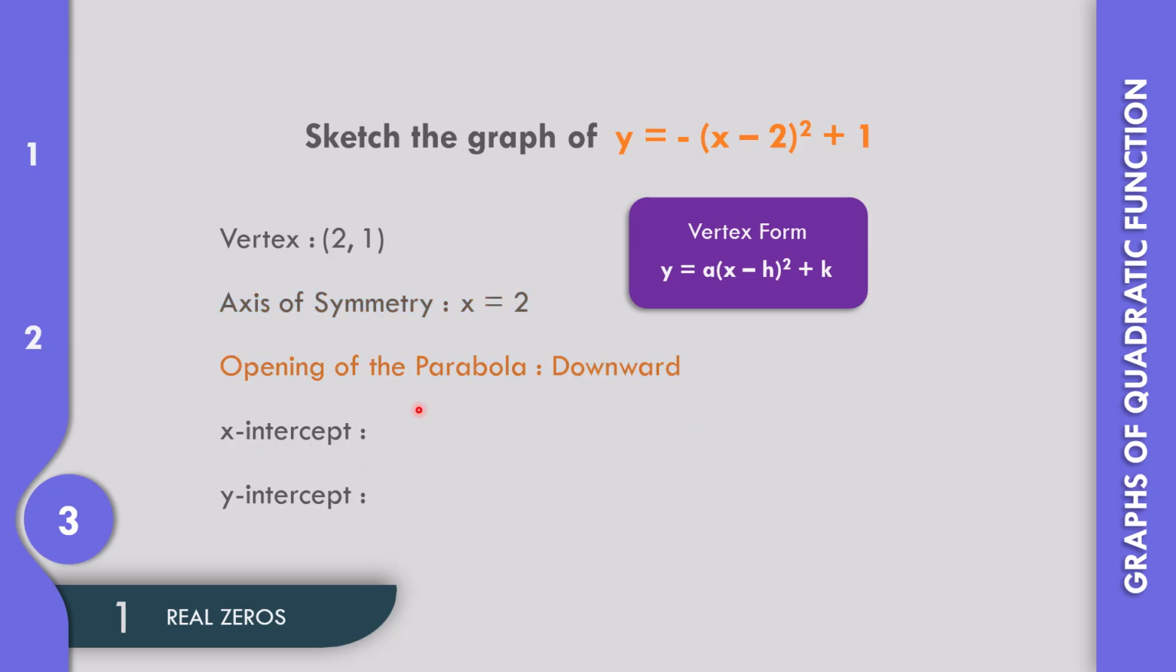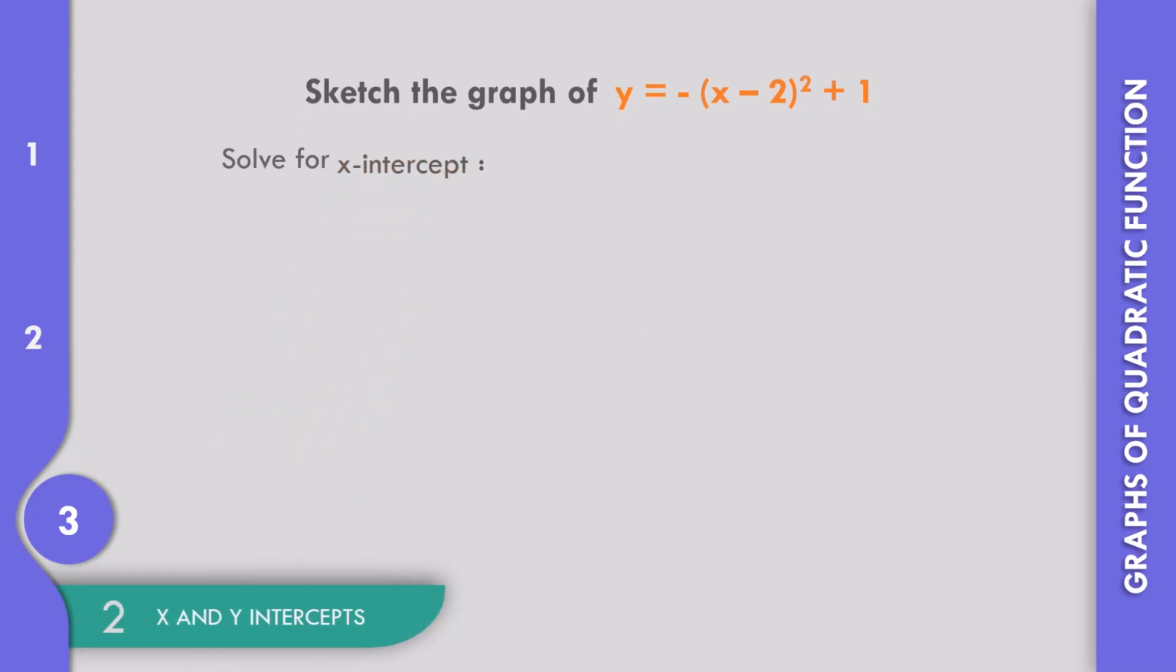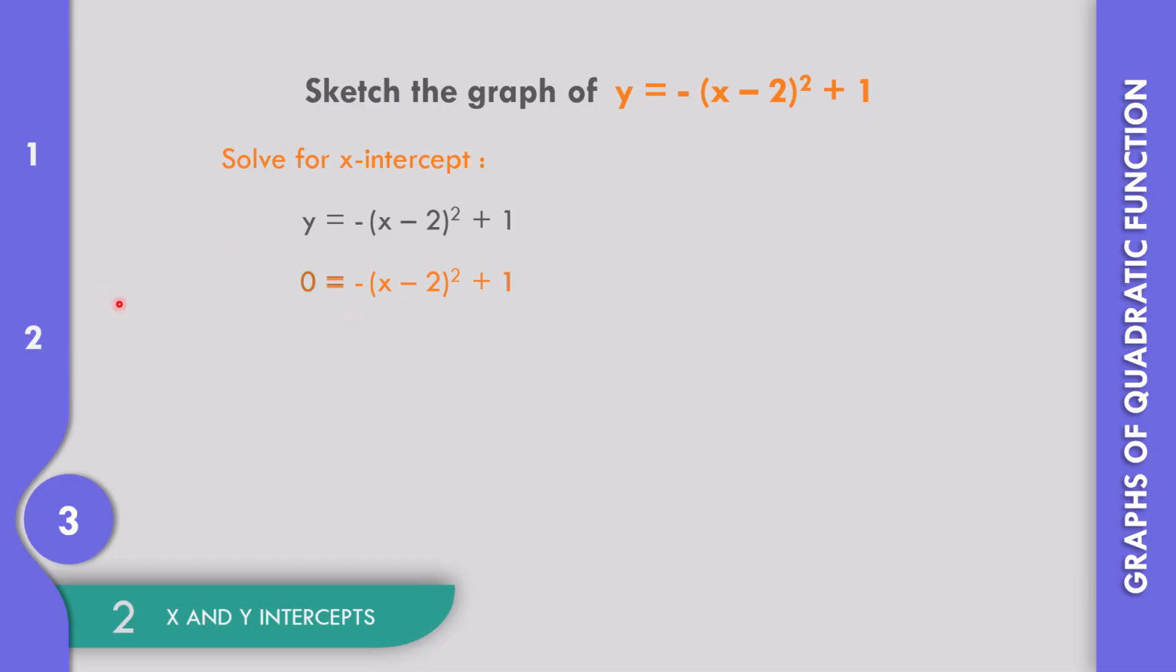So let us solve now for the x and y intercepts. Let us solve for the x-intercept. Let us copy the given. Let us replace the value of y by 0, and then copy negative the quantity x minus 2 squared plus 1. Using the square root property, negative going to the left side becomes positive, the quantity x minus 2 squared, that is equal to 1.